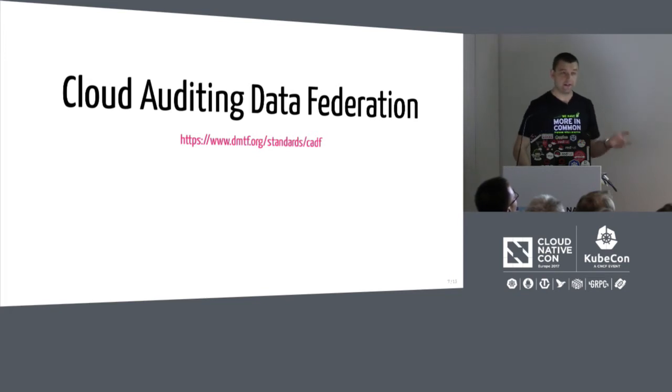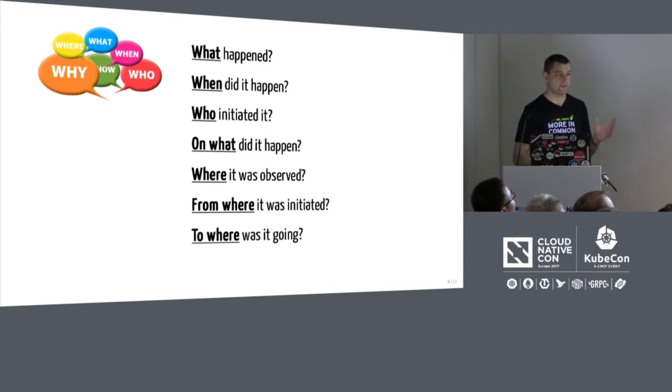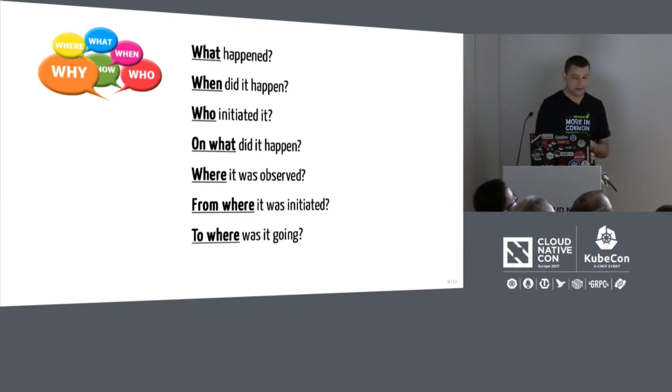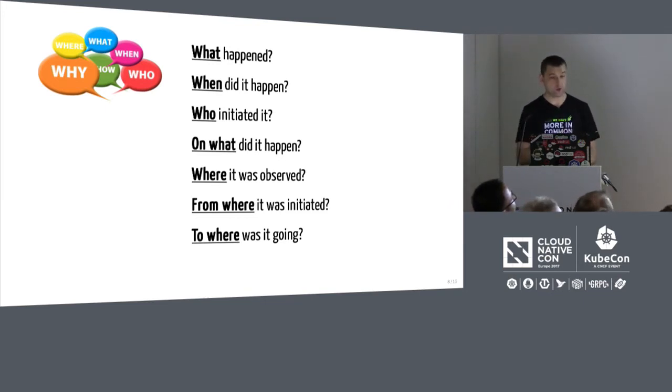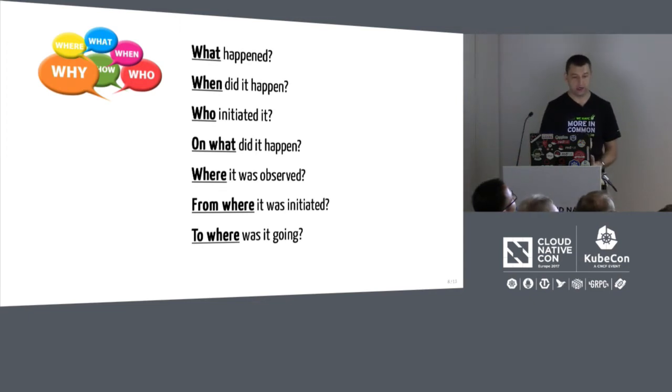And actually, the NIST information only has some short description and definition, but the CADF has a really nice definition of what should be part of every single audit log, and it is framed as 7W questions. So when did it happen? What happened? Who initiated it? On what did it happen? From where and to where? And where was it observed?